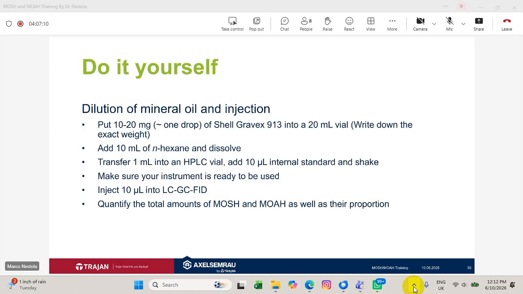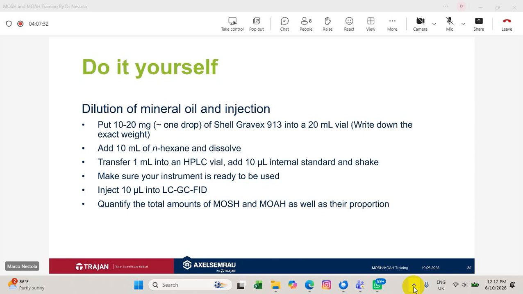What we then do is make sure that the instrument is ready to be used. I just prepared that oil ready for you, but we will inject 10 microliters of that into the instrument. And we will see how the chromatography looks like. And of course, you will also do the quantitation by yourself in the easiest way, which means in Excel.